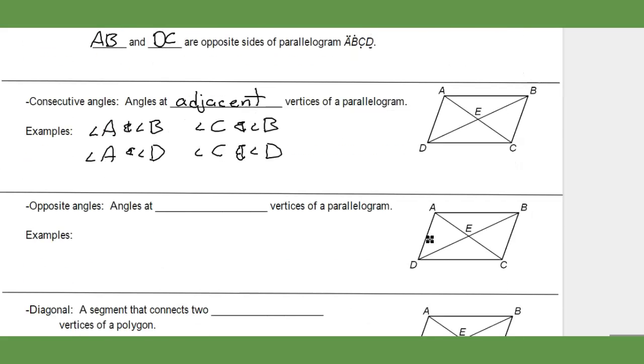Then we have opposite angles, angles at opposite, or across from, vertices. So for example, across from A would be angle C. So angle A and angle C. And then across from angle B, we have angle D.